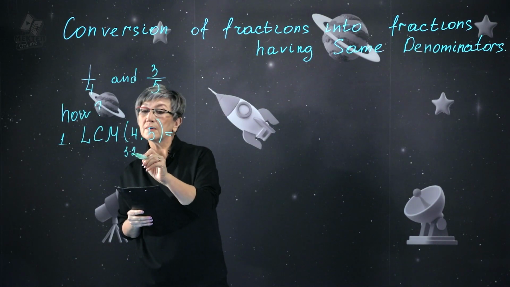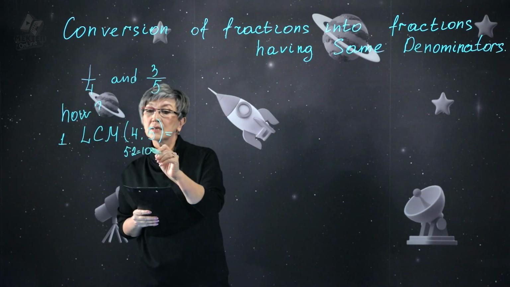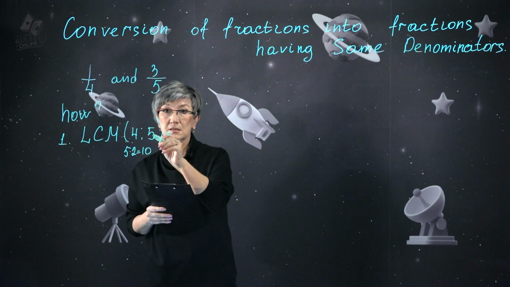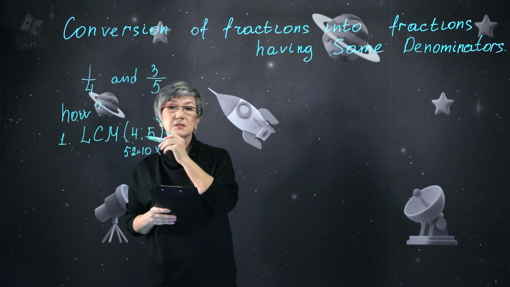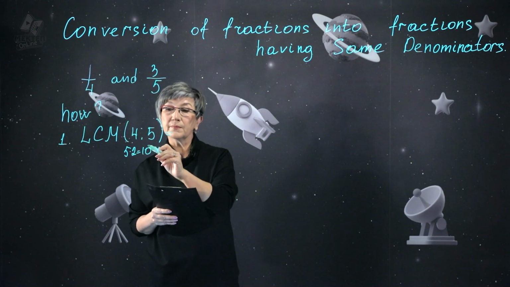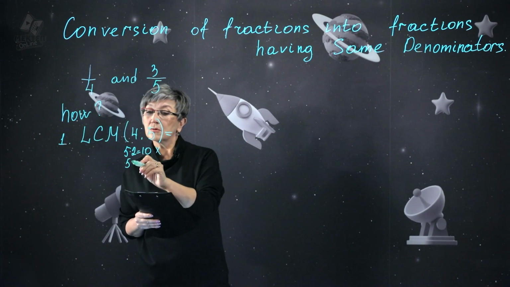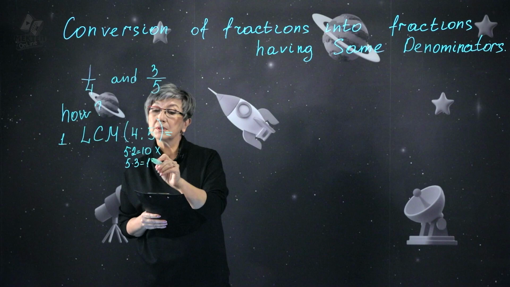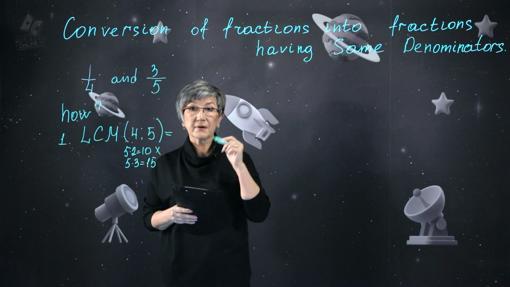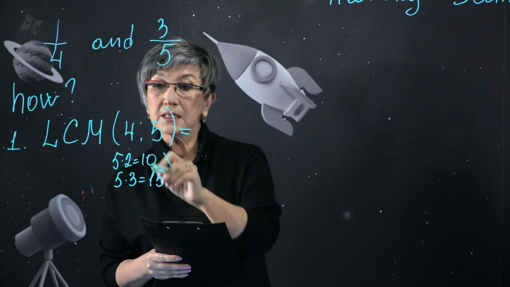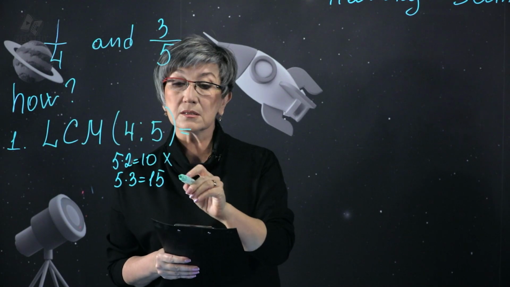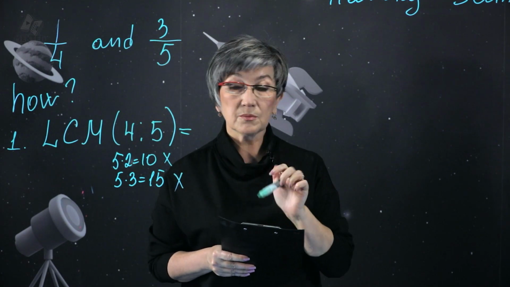5 multiplied by 2 is 10. Does 10 divide by 5? Yes. Does 10 divide by 4? No, it doesn't, so we don't use this number. Next, I'll multiply 5 by 3 to get 15. Does 15 divide by 5? Yes. Does 15 divide by 4? No, so I don't take that number either.